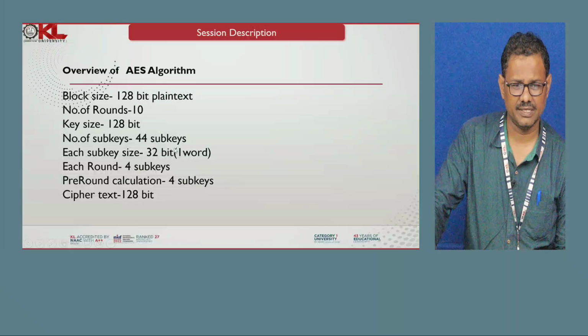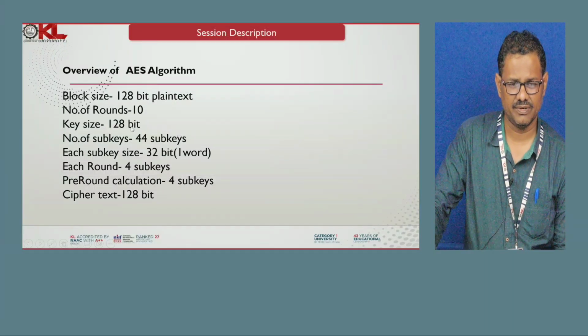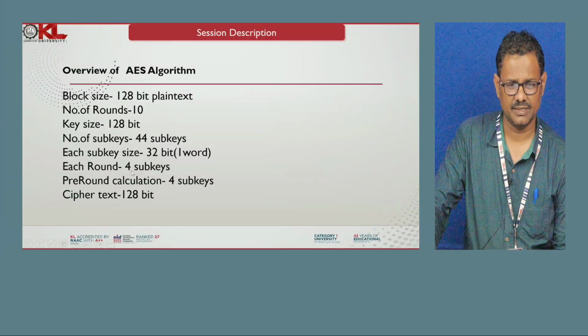The overview of the AES algorithm. Block size is 128-bit plain text. Number of rounds is 10. Key size is 128 bit. Number of subkeys is 44. Each subkey size is 32 bit. Each round uses 4 subkeys, and the pre-round calculation uses 4 subkeys. Ciphertext is 128 bit.